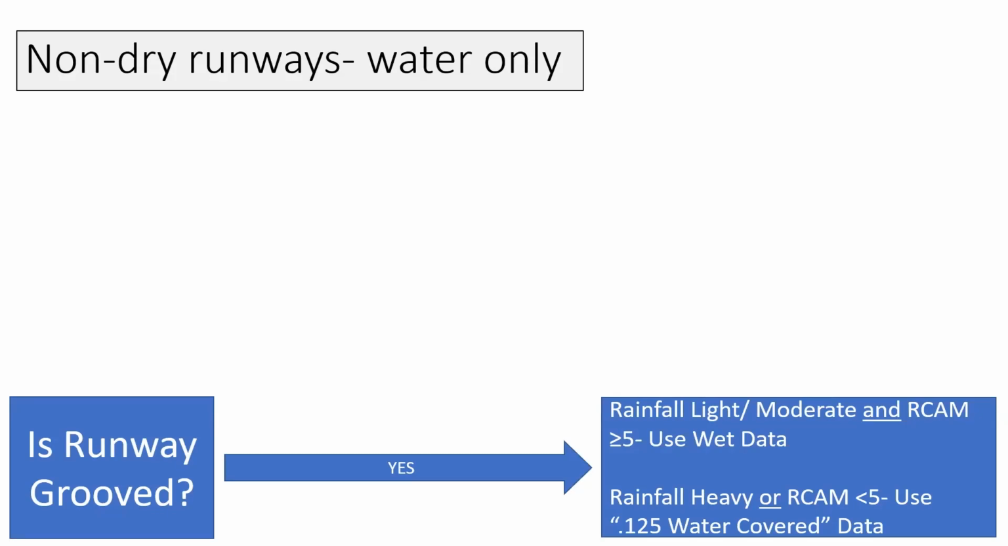If the rainfall is heavy, or there is a runway condition code that is less than 5, then we would use the 1/8 inch water covered data. That is going to be the most conservative column in that water covered field of information.